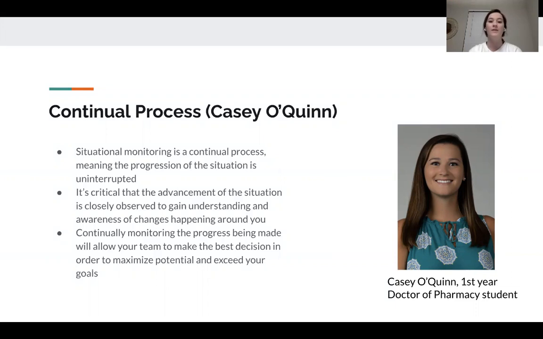It's critical that the advancement of the situation is closely observed to gain understanding and awareness of changes happening around you. Keeping track of the progress being made in the situation will allow your team to make the best next decision to become a step closer towards your goals. Lack of awareness of the situation could ultimately cause no progression and in some cases could be potentially harmful depending on the overall goal.